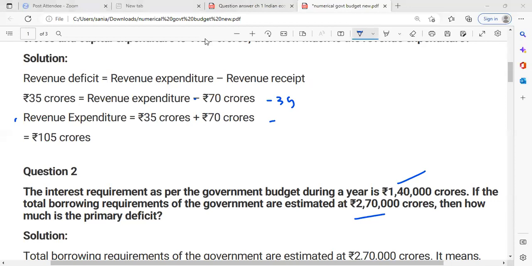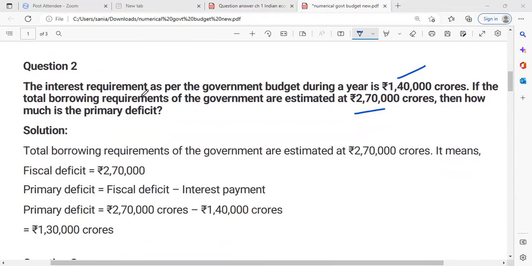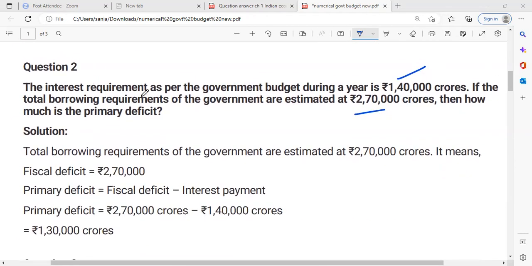Okay, wait. We have to subtract them, right? Yes. Okay. That will be 1,30,000. It's basically 1,30,000, ma'am. Okay, let's check. Yes, correct. Now, next one.